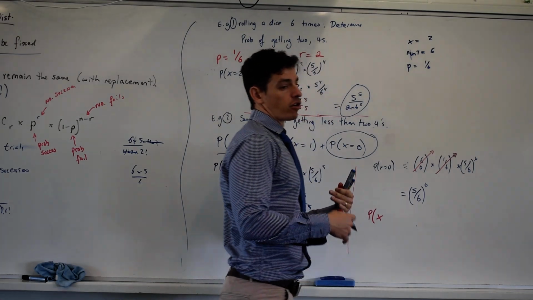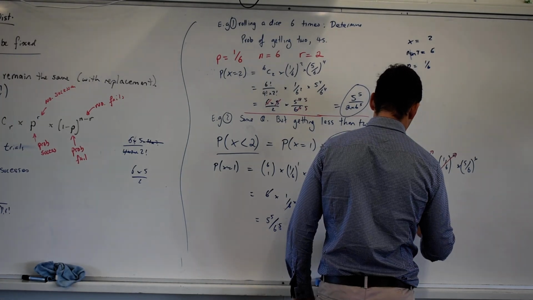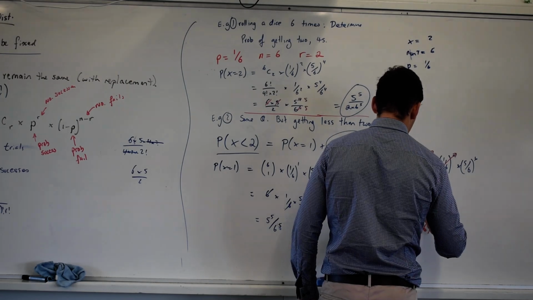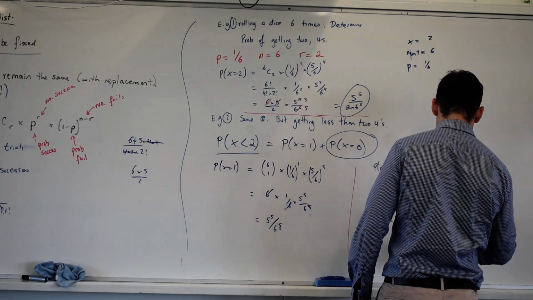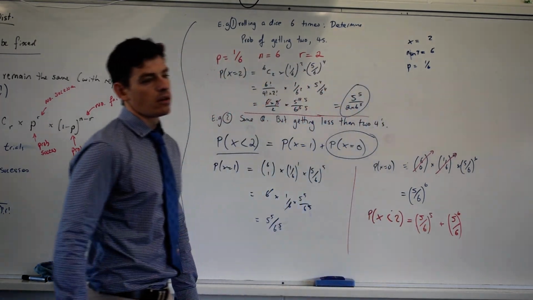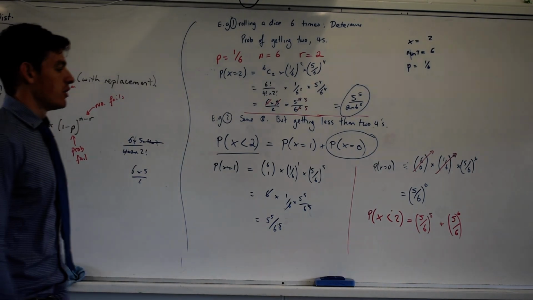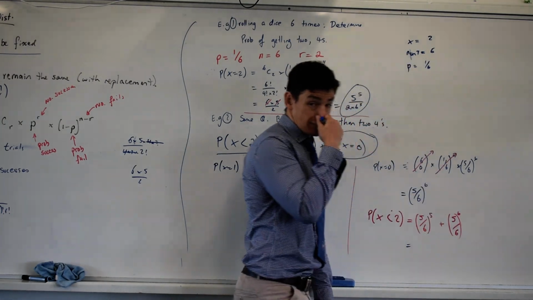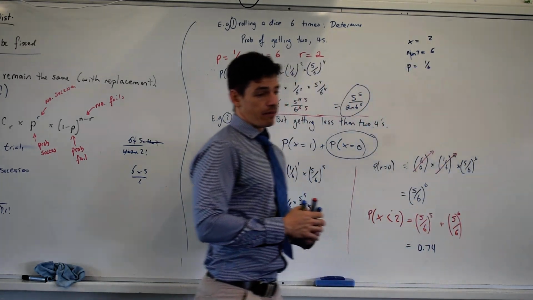When we're looking for a number or cumulative number of values, we go to binomial CD. Your lower limit is 0 and your upper limit is 1, with the same probability and the same number of trials. You shove that in and you should get 0.74. Now can we please verify that?